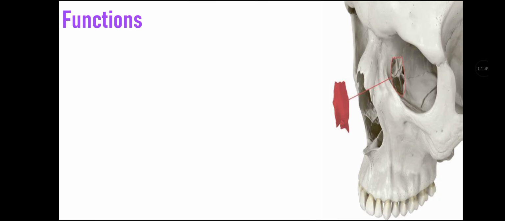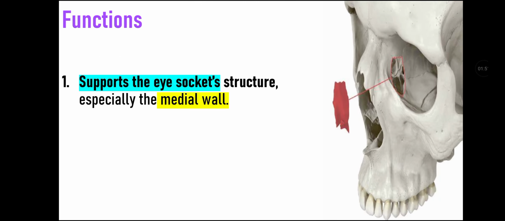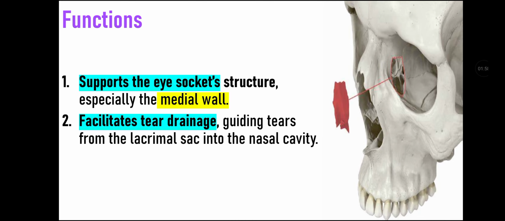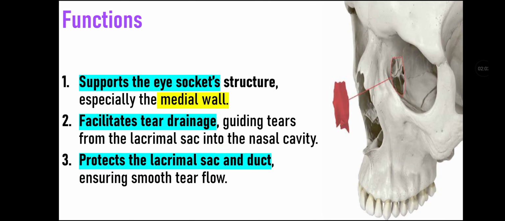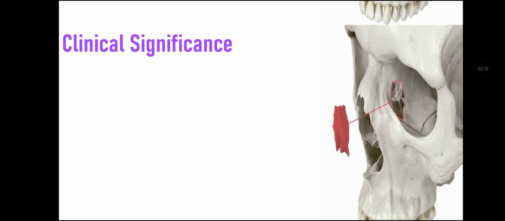Now let's talk about the functions of the lacrimal bone. It supports the eye socket structure, especially the medial wall, as it is present in the medial wall. It facilitates tear drainage, guiding tears from the lacrimal sac into the nasal cavity. It protects the lacrimal sac and duct, ensuring smooth tear flow.